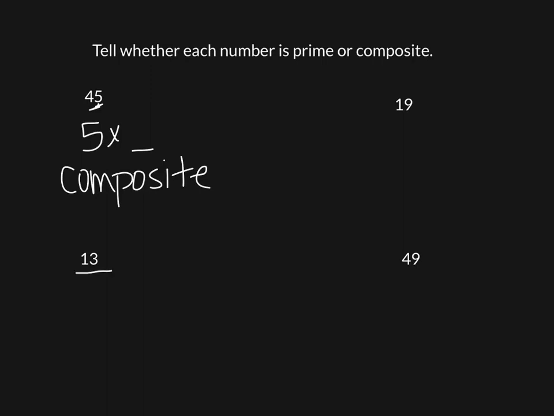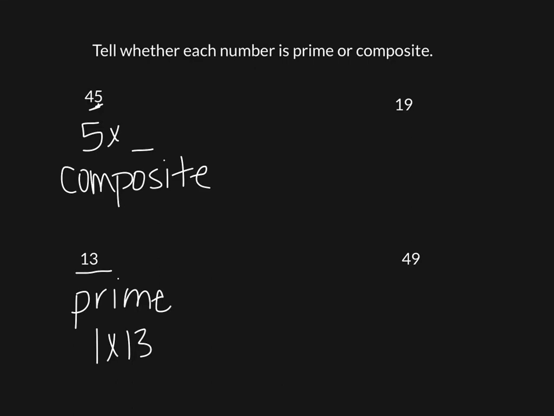Okay, 13. If I'm going through my head quick, is it divisible by 2? No. Is it divisible by 3? No. 4? No. 5? No. 6? If I count by 6s, 6, 12? Nope. If I count by 7, 7, 14, I'm already over. So this is a prime number because it's only divisible by 1 times 13. That's it. Only way to get there.